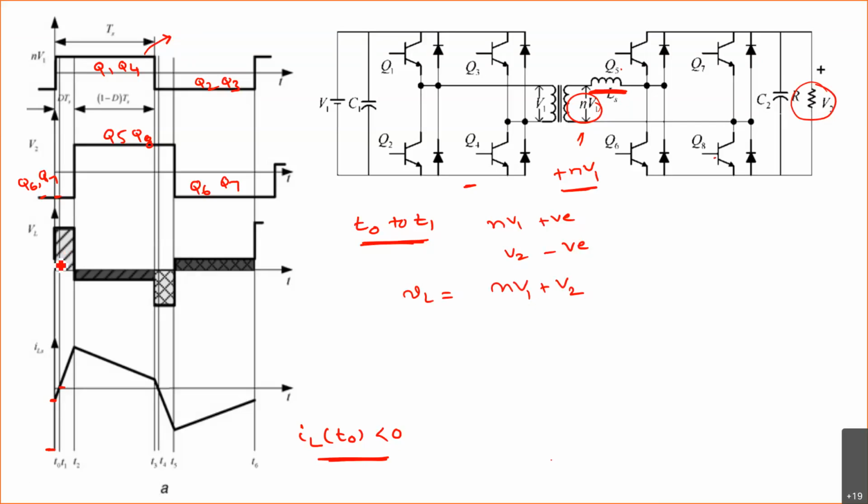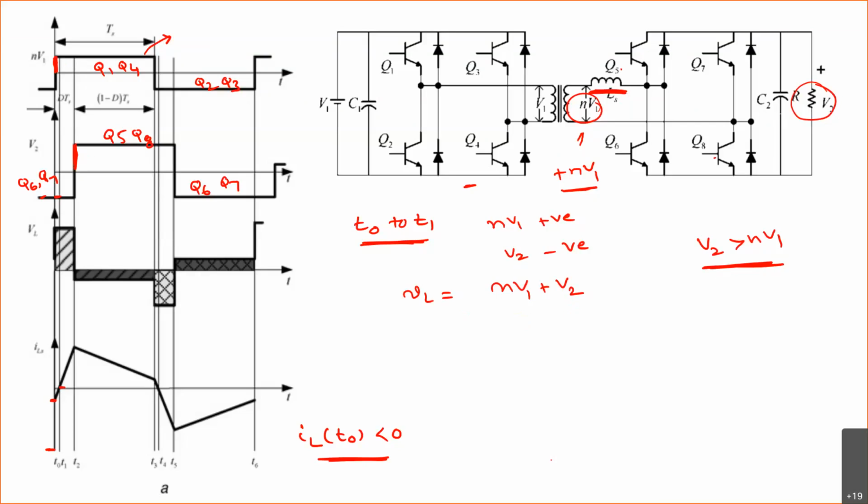We already assumed that V2 is greater than nV1. Therefore this height is small when compared to this one, and V2 has the larger height. So this inductor voltage is nV1 plus V2.